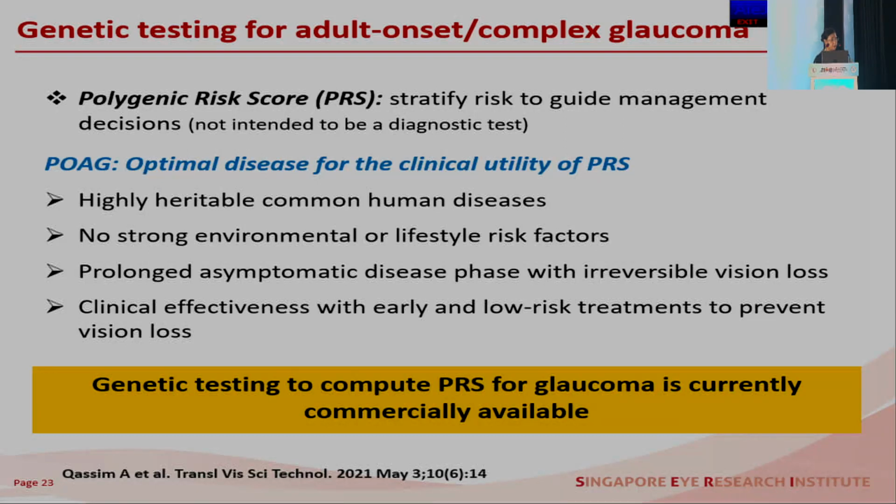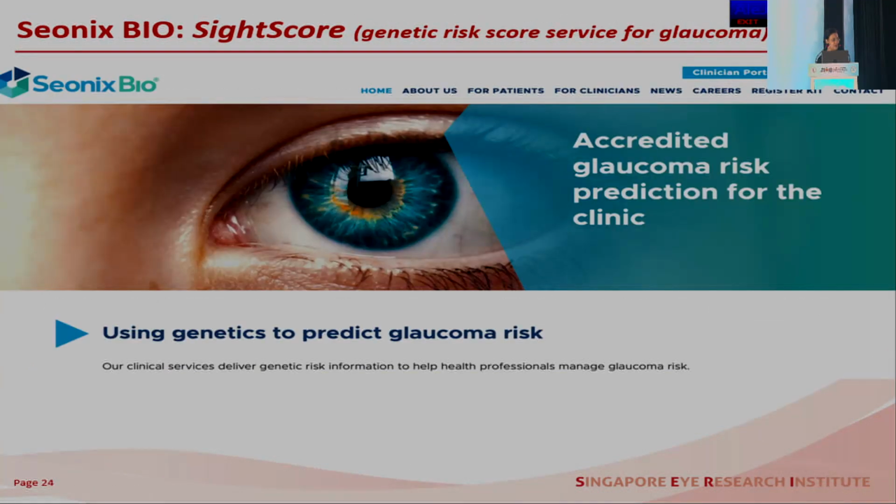And I think what is really exciting is that we now actually have genetic testing to compute PRS in adult glaucoma that is commercially available. This has been around for a few months now. I'm not sure if you're aware of this, but this is a company called Sionix Bio, which was founded by ophthalmologists and researchers in Australia. I'd like to say I have absolutely no financial or commercial interest in this, but as healthcare professionals, it's important for us to know what is there, as I'm sure we all have patients who ask us, are there genetic tests? So now we actually do have something for adult onset glaucoma.